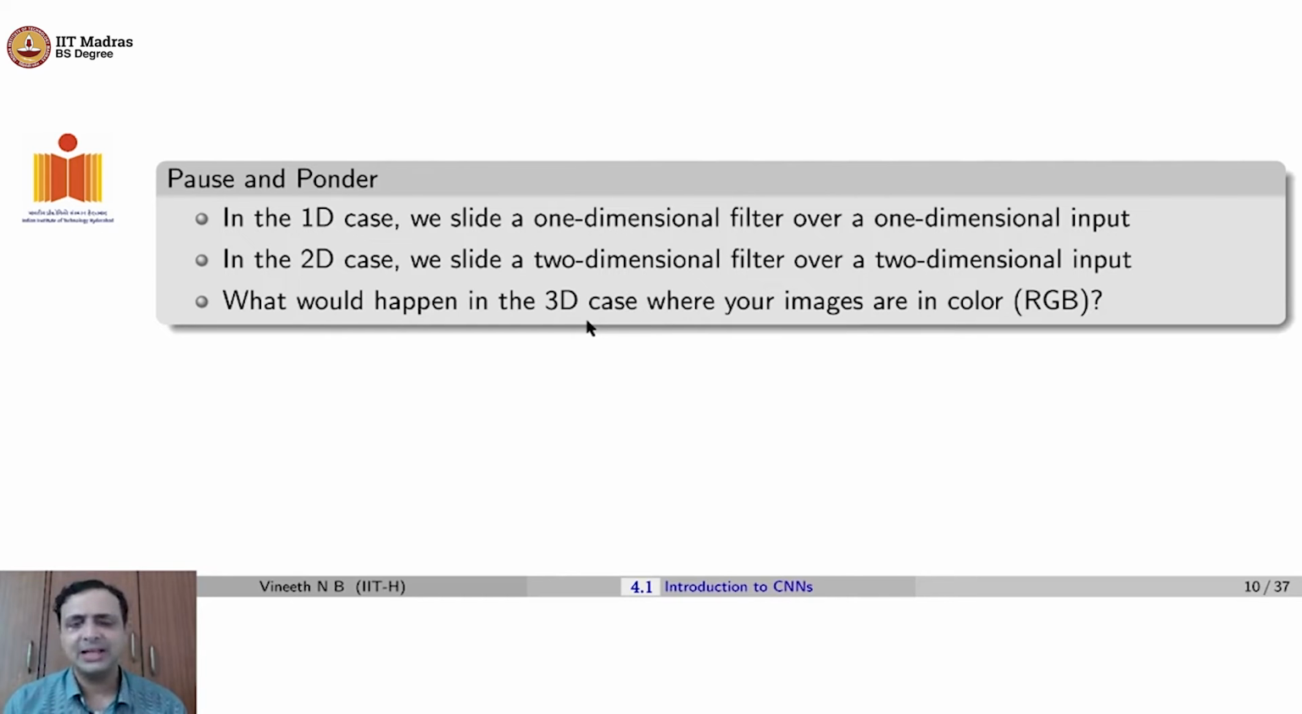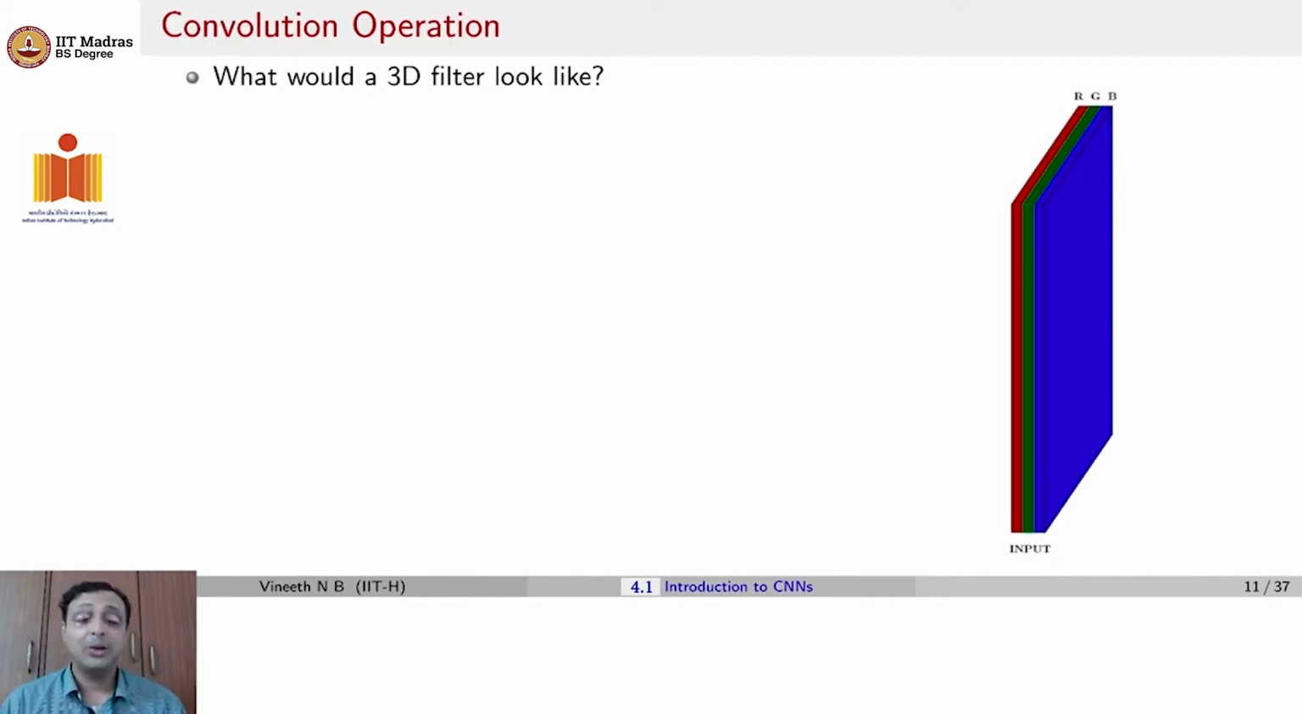Why do you need a 3D case? Isn't an image 2D? An image is 2D, but when you get to color images, you have 3 channels of images, which becomes a third dimension if you want to convolve with them together in one go. So let's try to understand how this convolution would look in the 3D case, and what a 3D filter would look like. Let's assume now that our input is a color image which has 3 channels R, G and B, which makes the input now a volume.